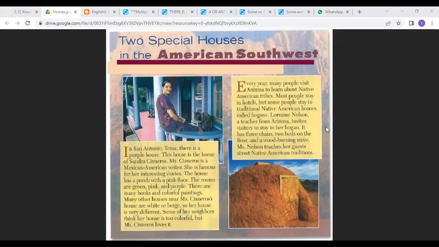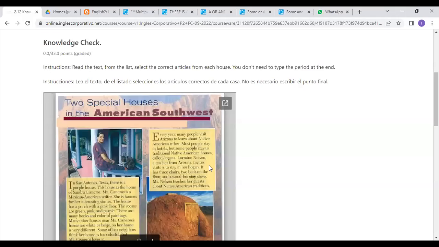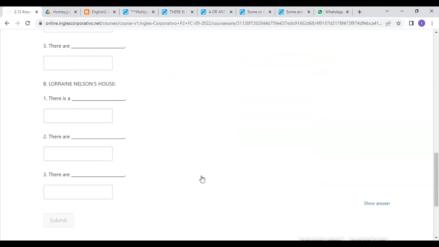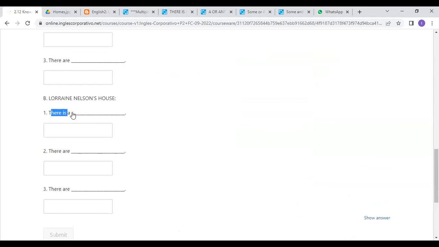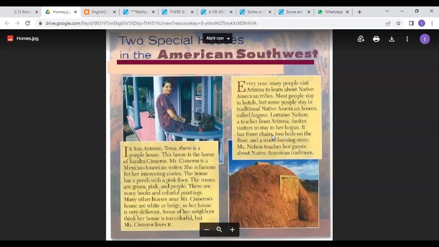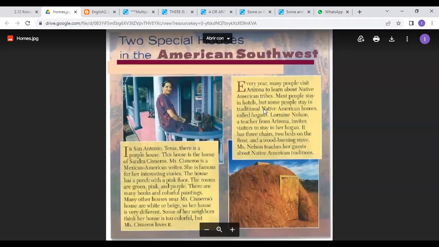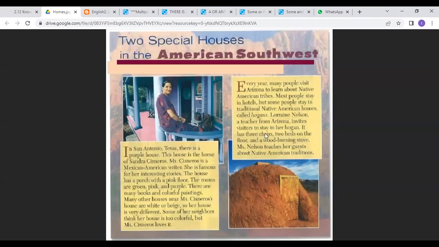Okay. So this is, let's see, Lauren Nelson. Okay, guys, let's see, Lauren Nelson. So it's this one, right, the second one. Okay, so here it's asking me, me está preguntando que agregue, ¿qué hay ahí? Okay, según, en la casa de Lauren Nelson, there is what, guys? ¿Qué hay en la casa de ella? There is a... Let's see. No, this is Lauren Nelson. Estamos leyendo Lauren, esta. Lauren Nelson. Okay. Ah, sí, sí, sí.